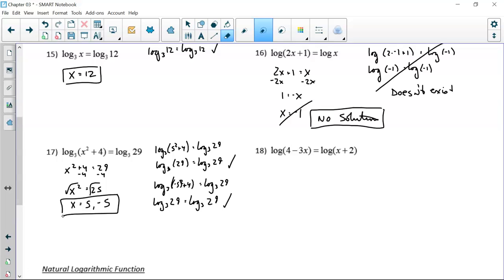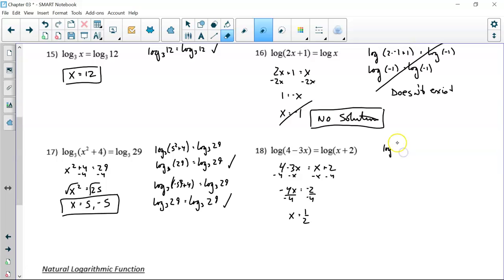Number 18, they're both base 10, so we can use the one-to-one property. 4 minus 3x equals x plus 2. Subtract x from both sides, and then subtract 4 from both sides. Negative 4x equals negative 2. Divide both sides by negative 4. X equals 1/2. All right, let's check again.